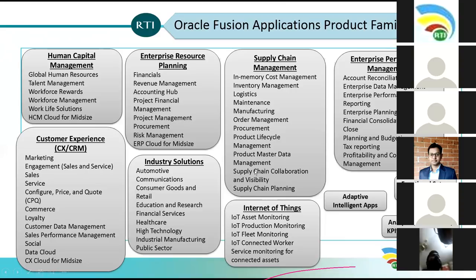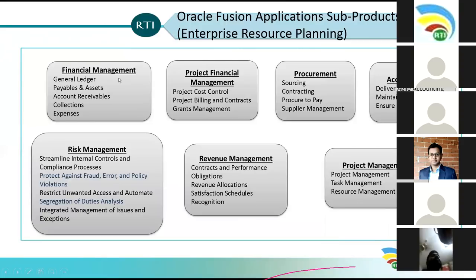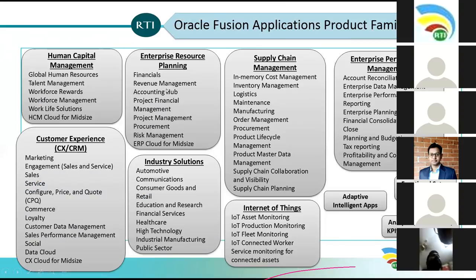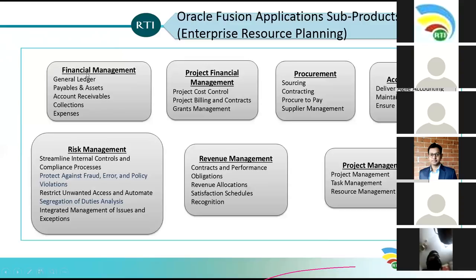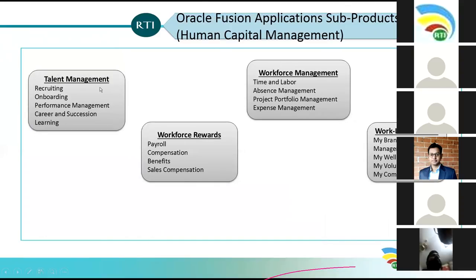Okay, next. And again, every module, for example, let us say the ERP module, in ERP we have financials, revenue management, account hub like that. Everything will have its sub-modules, basically. So let us talk about human capital management. In human capital management, we have global human resources, talent management, workforce management, workforce rewards, work-life solutions, right? So in talent management, we have recruiting, onboarding, performance management, careers and succession planning management, learning management. These are all the sub-modules.